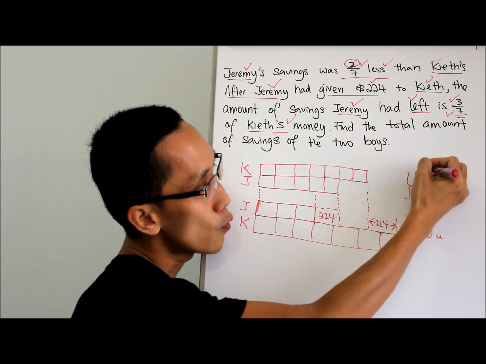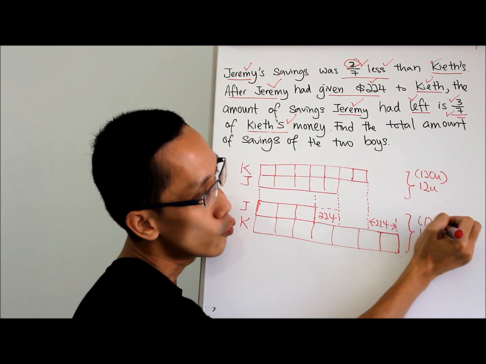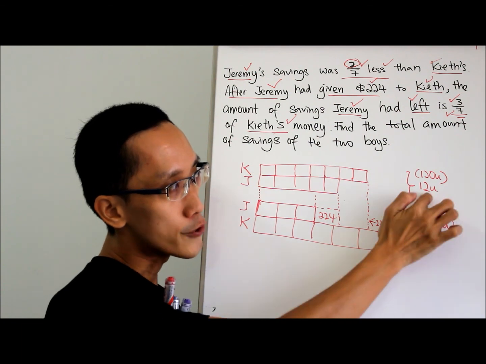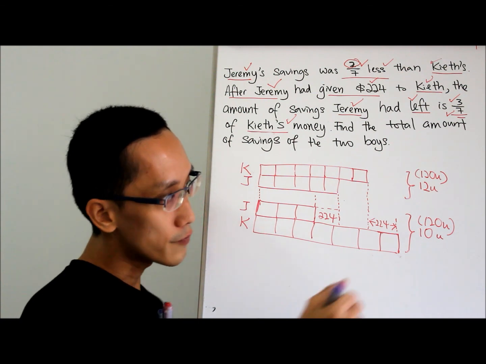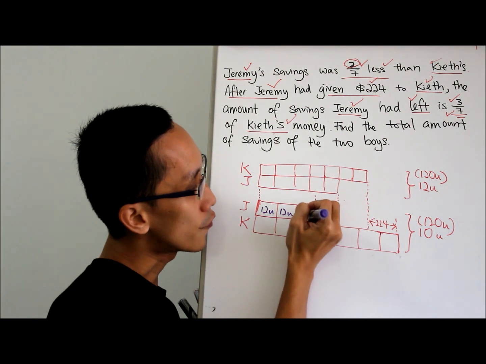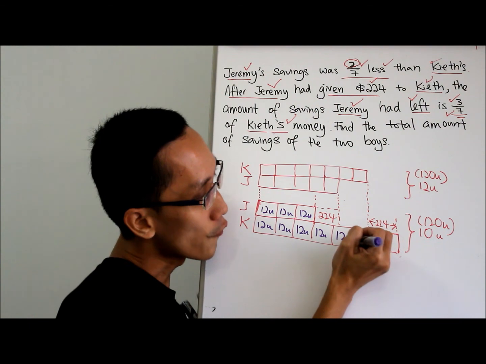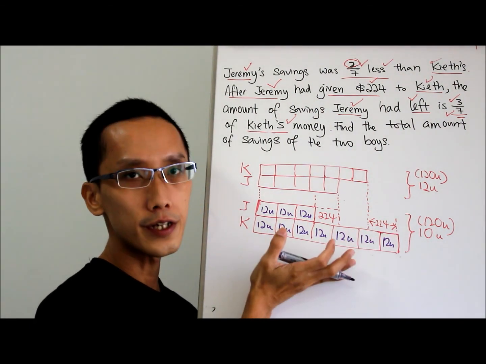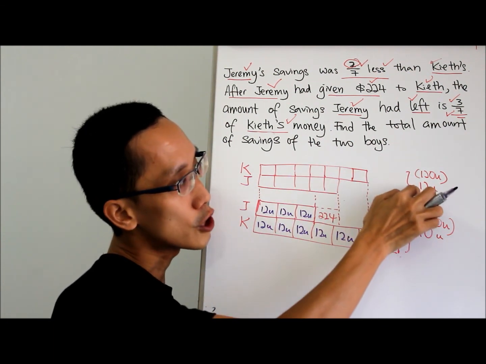So, times 10, it will be 120 units. Times 12, it will be 120 units. Simple? This one times 12, this part times 10. Okay? So after that, very simple. This times 12, right? So every part here is 12 units, 12 units, 12 units. Of course, you don't have to write down in every box, but I need to show it to you, so I write down everything, okay? So over here will be 10 units, 10 units, 10 units, 10 units, because 12 times 10.